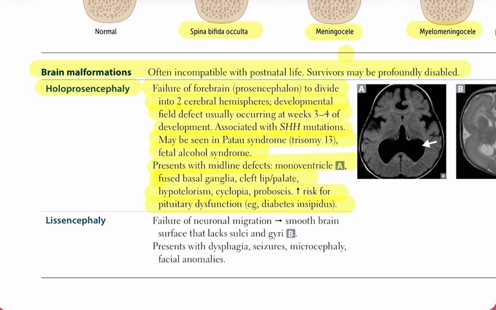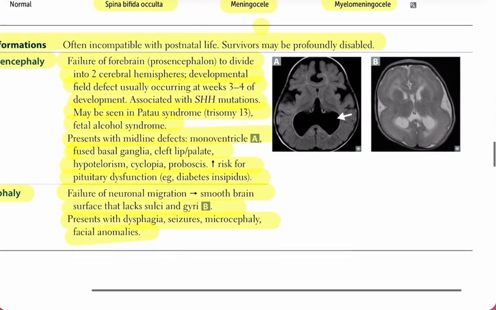Another serious malformation is lissencephaly, literally meaning smooth brain. Here, neurons fail to migrate properly during development, resulting in a brain surface without the normal folds or gyri and grooves or sulci. Patients often present with difficulty swallowing, seizures, a small head known as microcephaly, and facial anomalies.